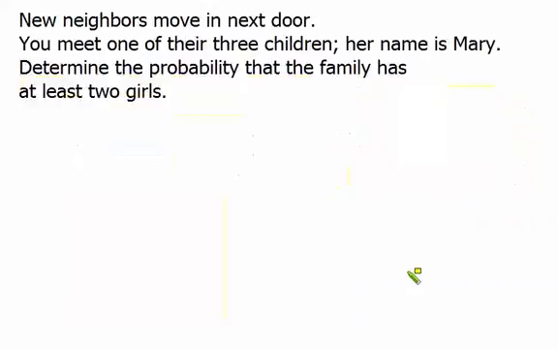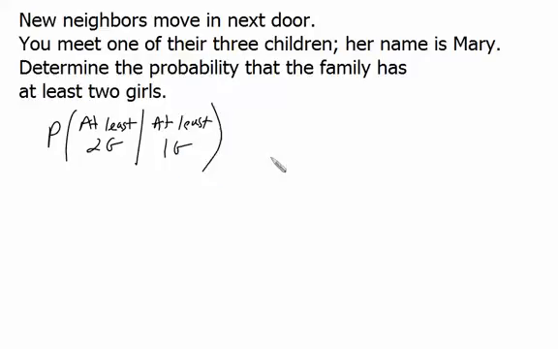Second problem. Oh, we have new neighbors moving in next door. We meet one of their 3 children. Her name is Mary. We want the probability that the family has at least 2 girls, knowing what we know. So we want the probability of at least 2 girls, given that we know that there is at least 1 girl, Mary. So again, while we have formulas for conditional probability, those are more suited to when we have specific numbers provided in the problem. In this scenario, it's going to be easier for us to look at the sample space.